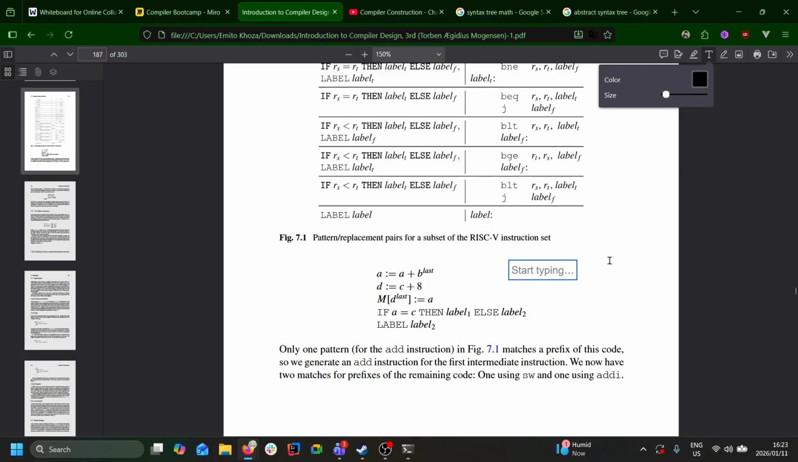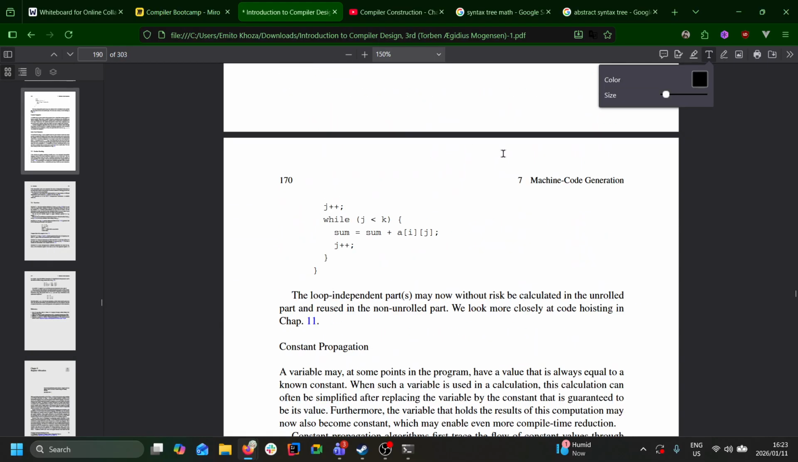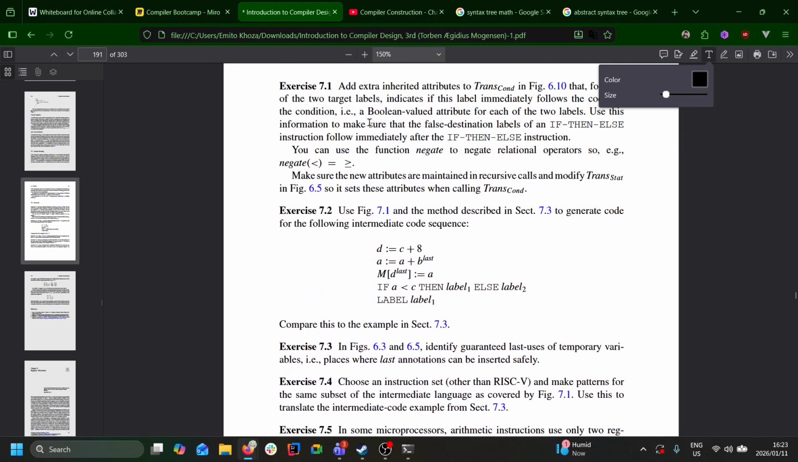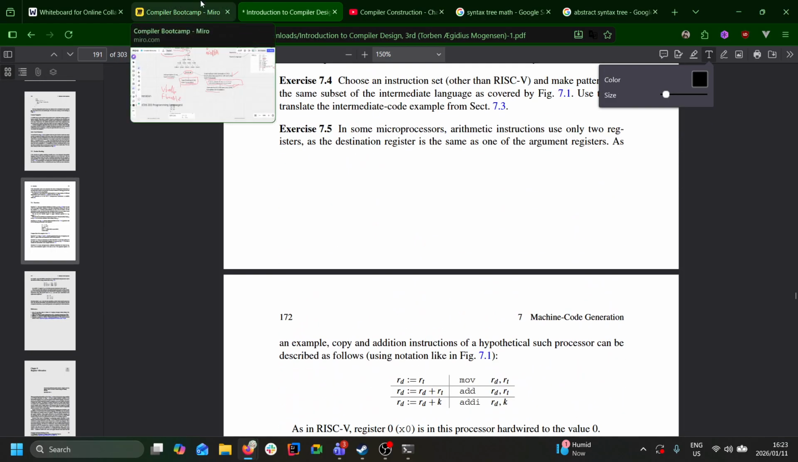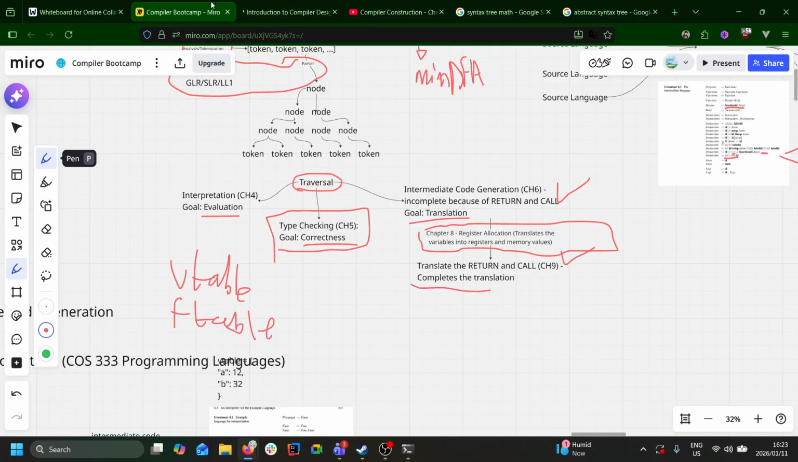Like, let's see, hello you, and you have to translate to Japanese. You just translate the word directly, hello to its direct counterpart, and you to Chinese as well, or whatever. So there's not much about this chapter that's really special. Usually it's glossed over, but it's just direct mapping or pattern matching and replacing.